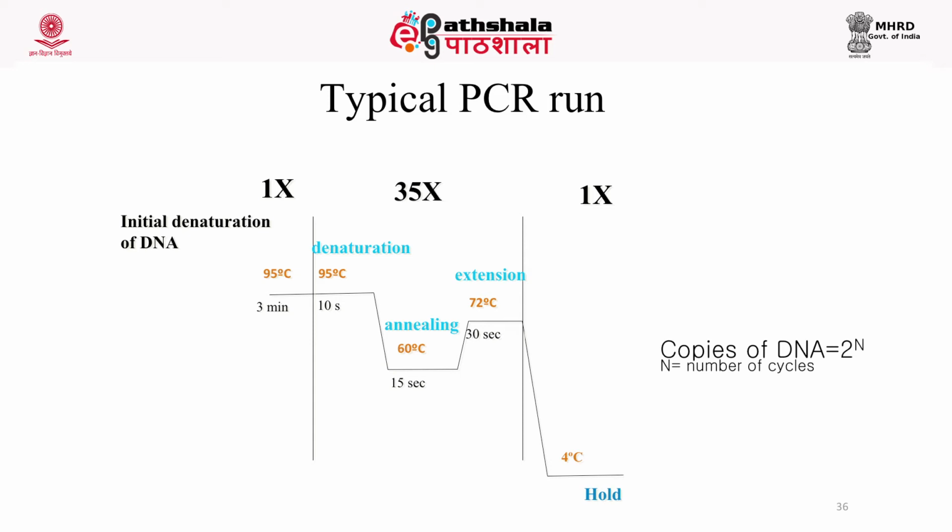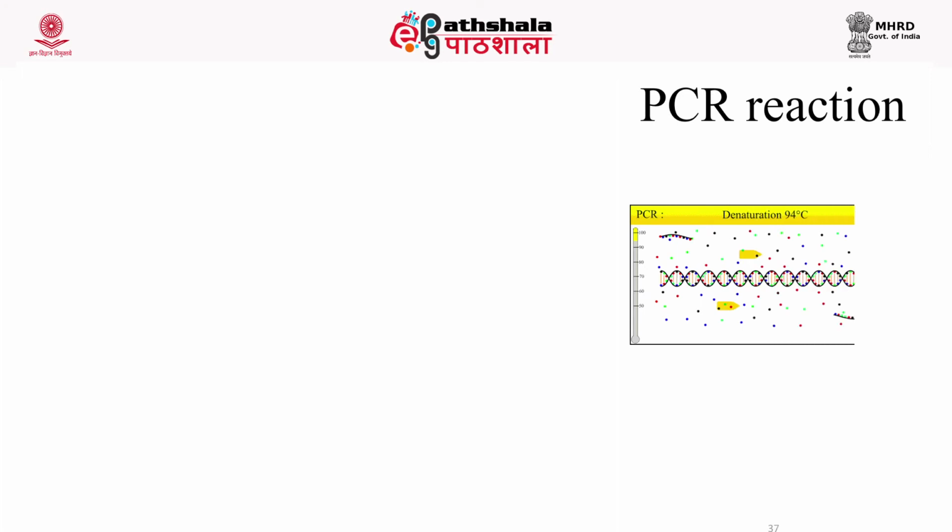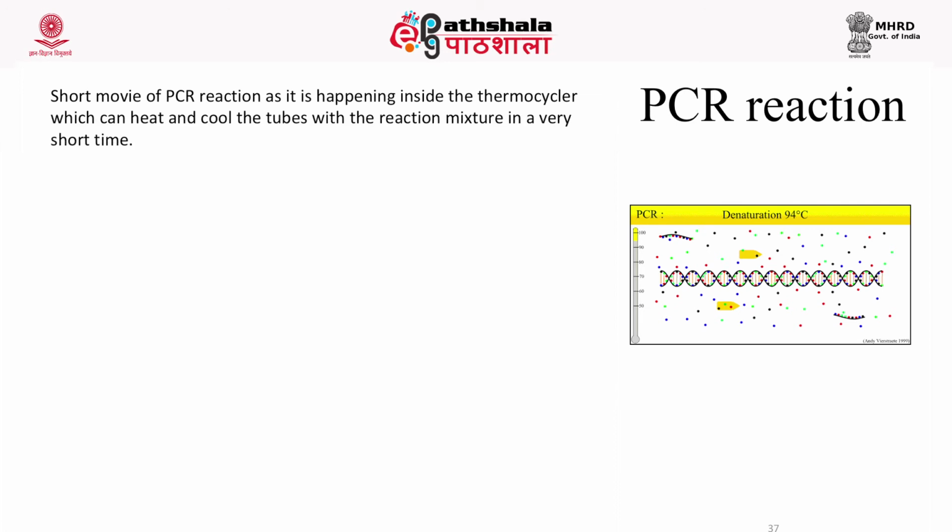So, starting with a single copy of DNA and depending upon the number of cycles the PCR reaction occurs for, the copies of DNA at the end of the PCR reaction is equal to 2 raised to the power n, where n is the number of cycles. Just to rewind and give you an overview of whatever we have learned till now, let us see a short movie of PCR reaction as it is happening in the thermal cycler.